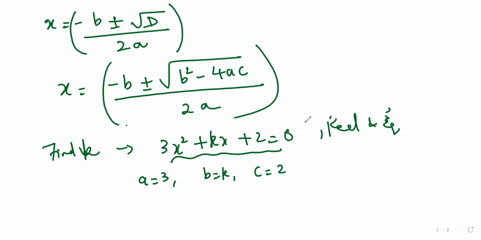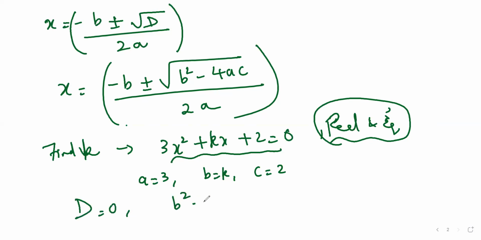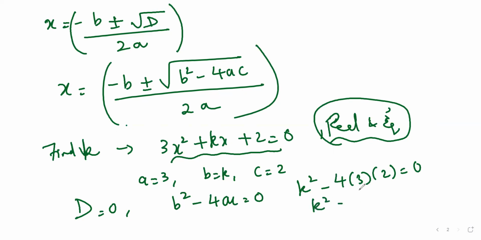So what you need to do in these cases is, because you're just worried about the nature of the roots, real and equal means D is 0. D, discriminant, right? Discriminant is 0. B square minus 4ac is 0. What is b square? K square minus 4 into 3 into 2 is equal to 0. So k square minus 24 is equal to 0. K square is 24, or k is plus or minus root 24.